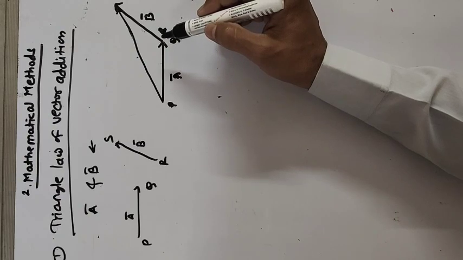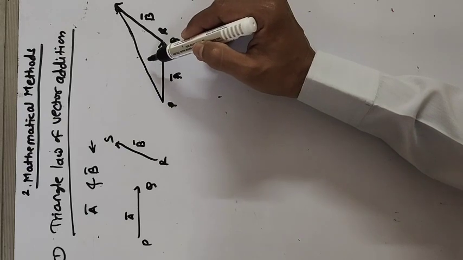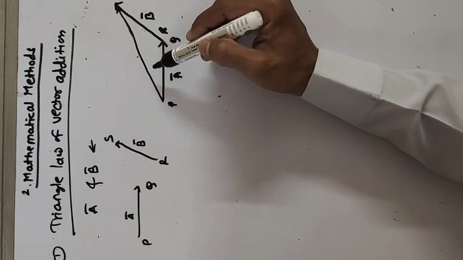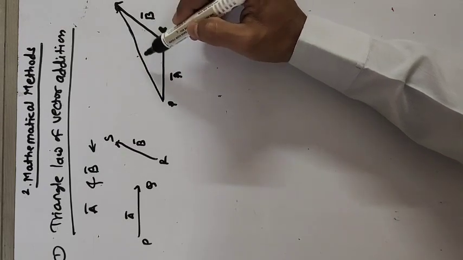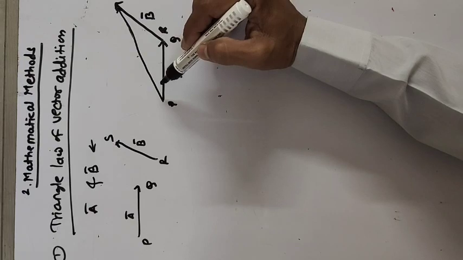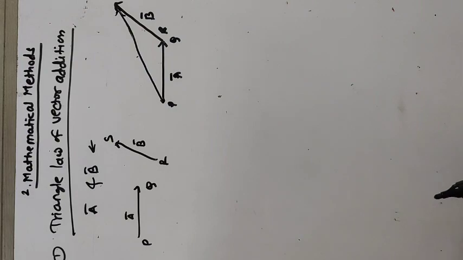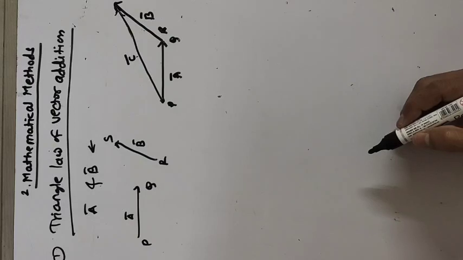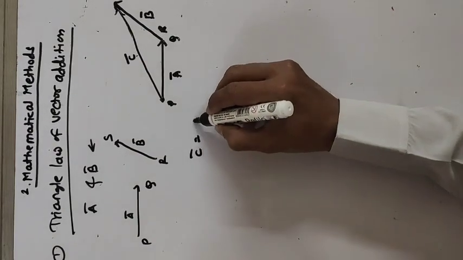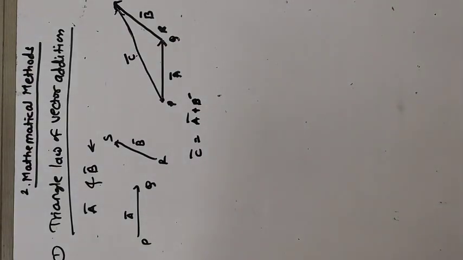In simple words, the magnitude and direction of the resultant is given by the third side of the triangle. The third side represents the addition of these two vectors. How is it drawn? It can be drawn from the starting point of the first vector to the end point of the second vector. This is the triangle law of vector addition. That is, the resultant C bar can be represented by A bar plus B bar. This is the triangle law of vector addition.